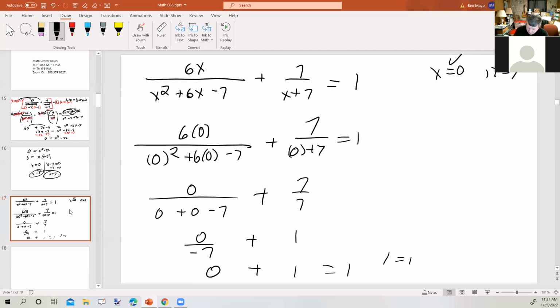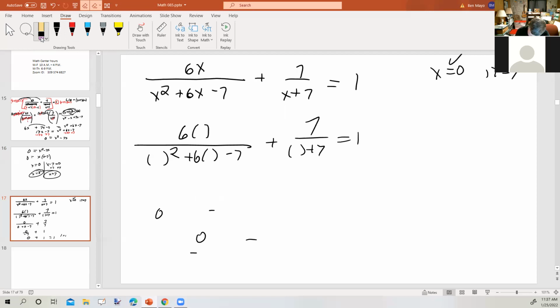Are we okay with that, or did I go too fast there? We all right? Okay. Now let's go back and check x equals 7. So I'm going to put 7 in the place of x. So 7, 7, 7, 7.